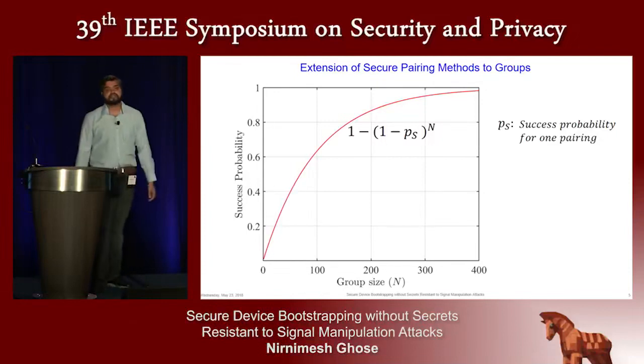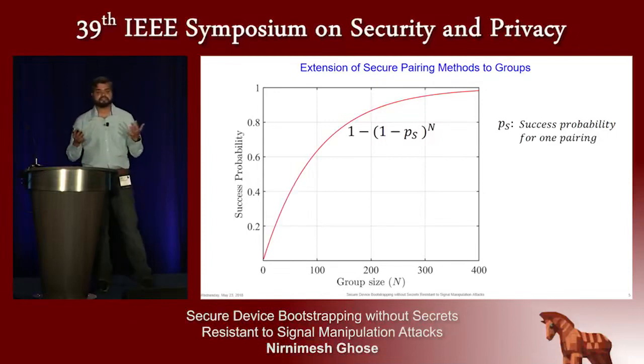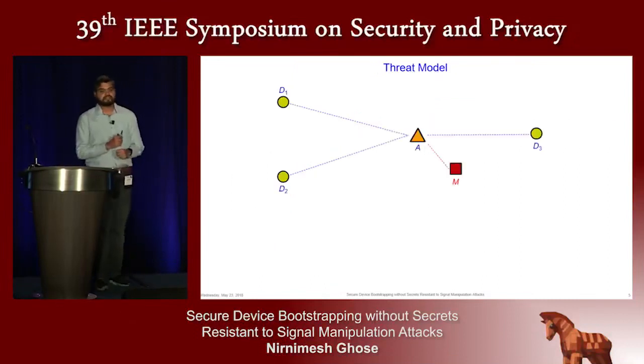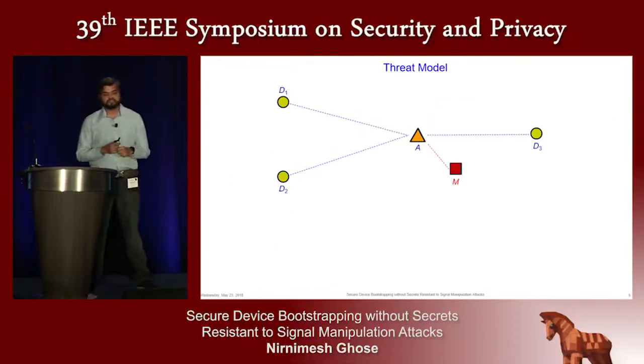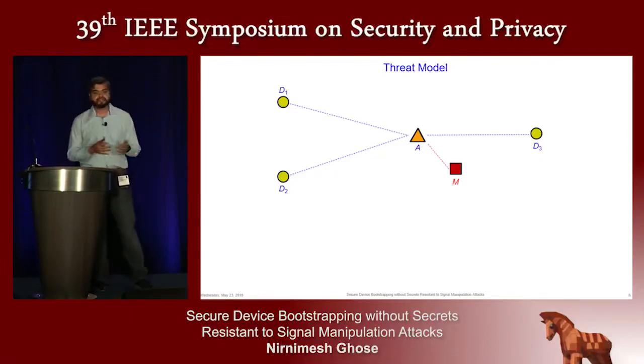So in this work, we asked the question, can we use the number of devices in the group to improve the security of this pairing process in a group setting? The threat model we use for this work is a group of devices, for example, D1, D2, and D3, that want to establish pairwise trust with A. And the adversary is also attempting to establish pairwise trust with A.